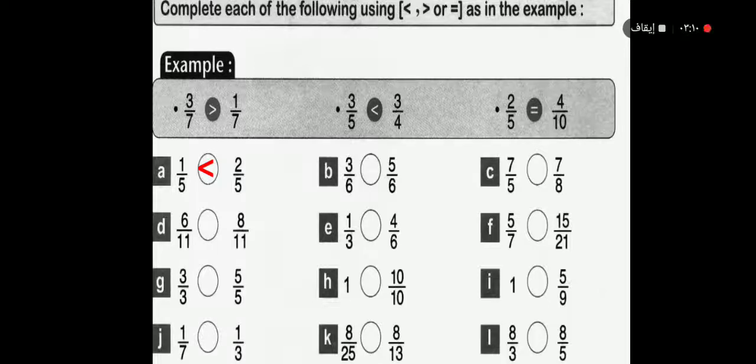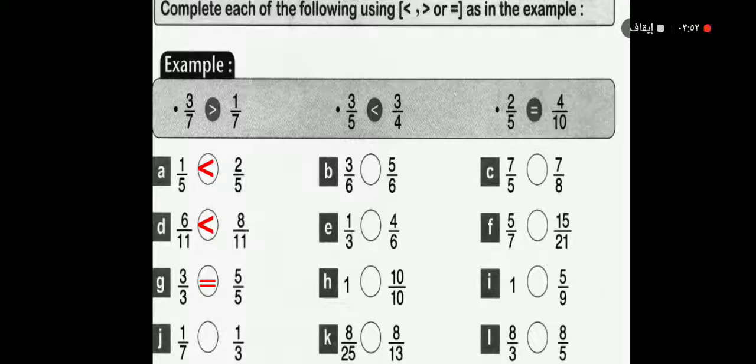Second example, 6 over 11 or 8 over 11. As you see, the two fractions have the same denominator, and the fraction with the greater numerator will be more than the other fraction. Then 8 over 11 is more than 6 over 11. Third example, 3 over 3 or 5 over 5. 3 over 3 equals 1 and 5 over 5 equals 1. Then the two fractions are equal.